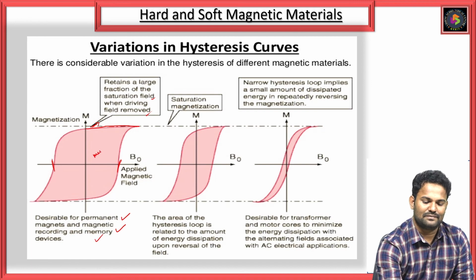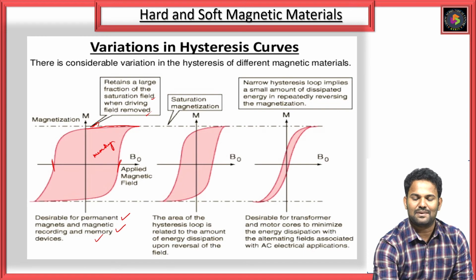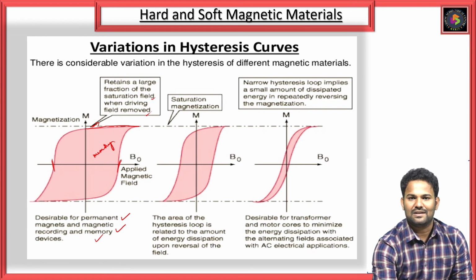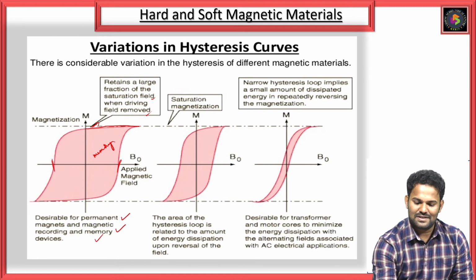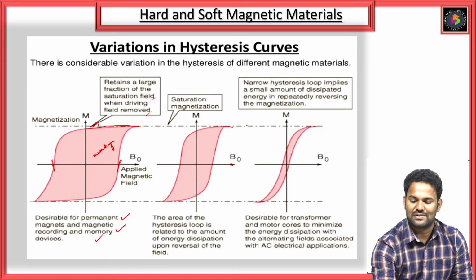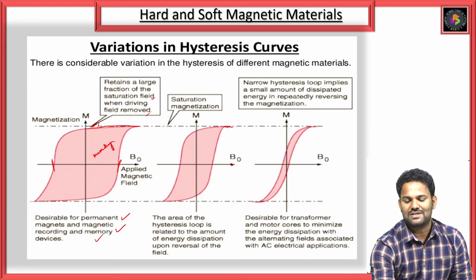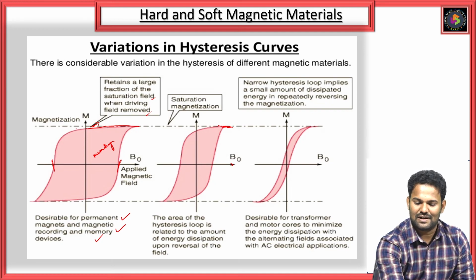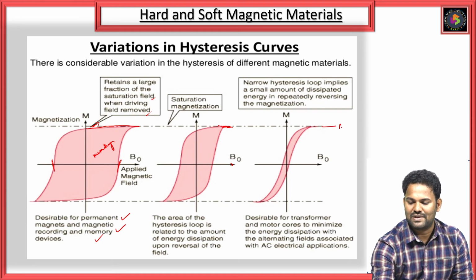Memory and magnetic recording media use this type of hard magnetic materials with a large coercive field. In the case of the second diagram, as we apply the magnetic field, the magnetization also increases. After a particular point, the saturation magnetization is reached. So this is the saturation magnetization value, Ms, in all three diagrams. And this is the B value, the magnetic field we are applying.